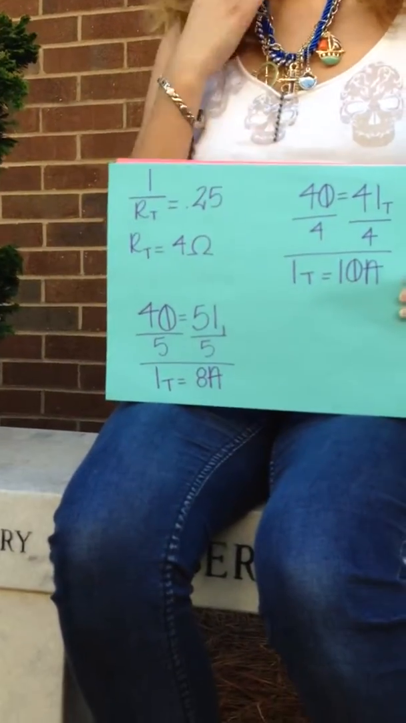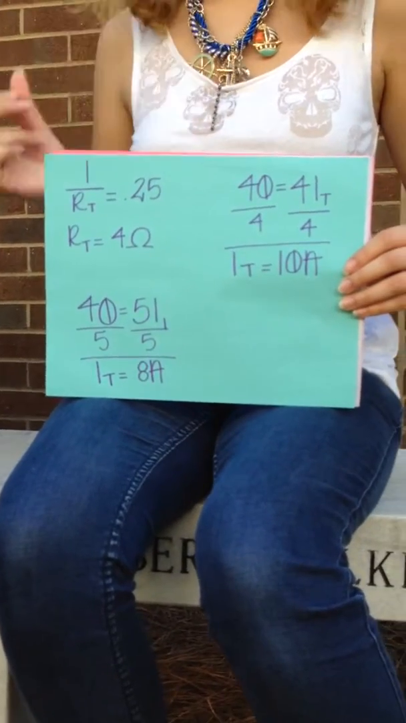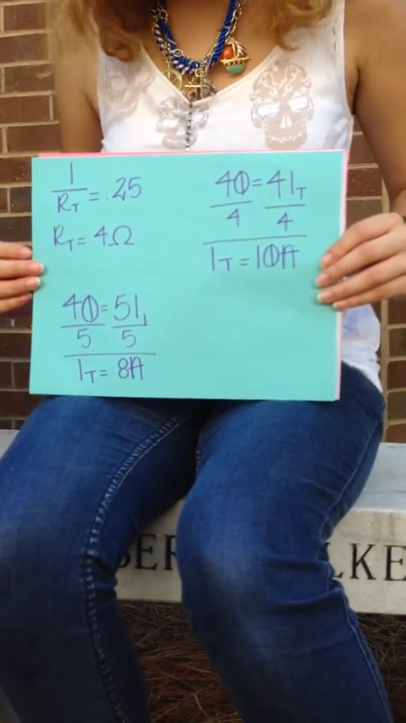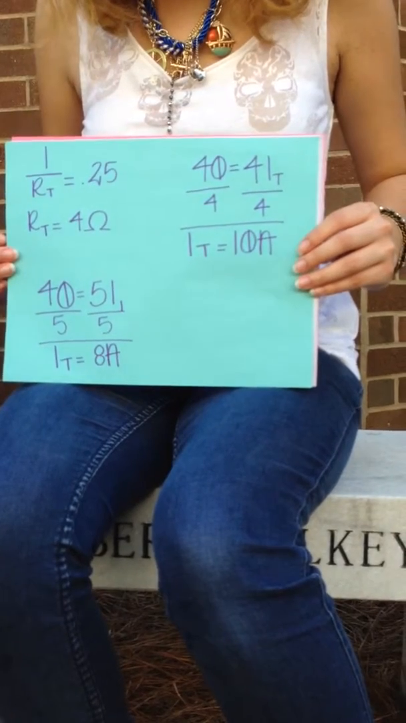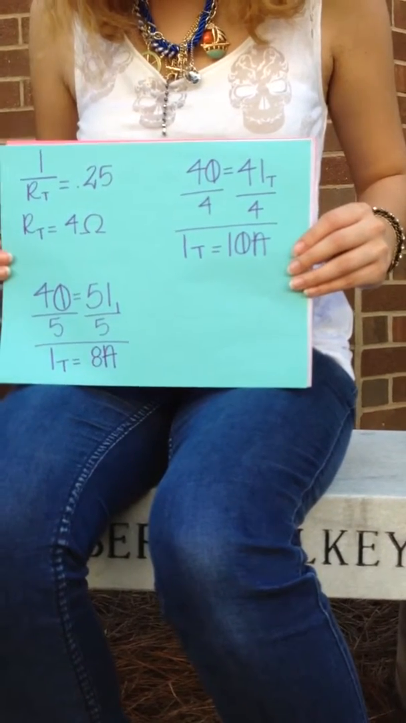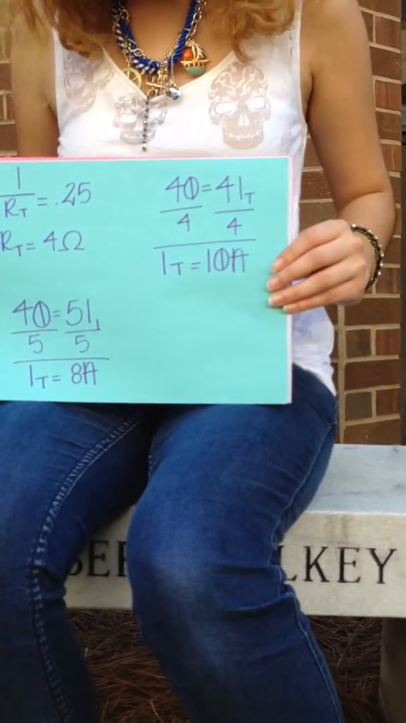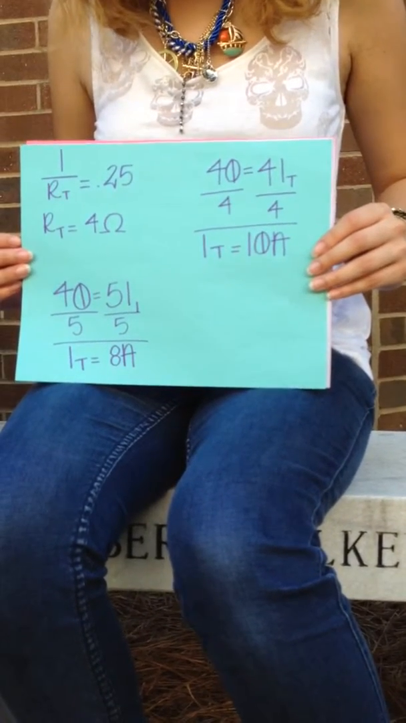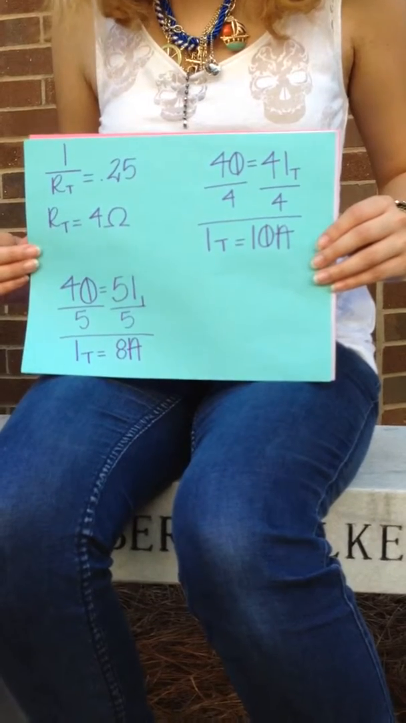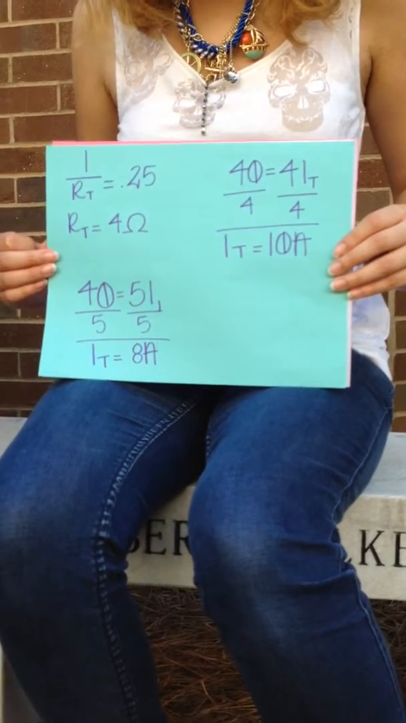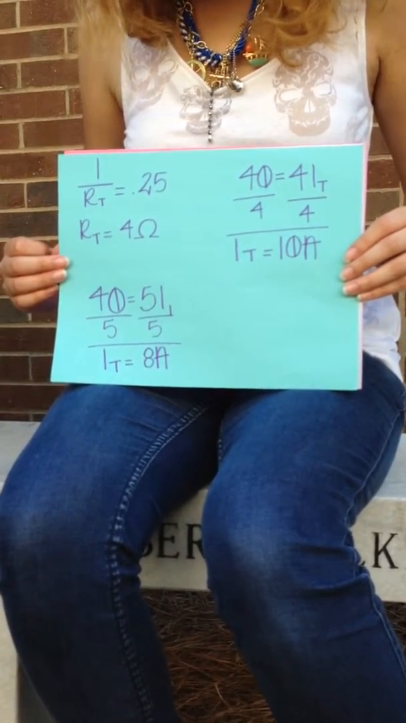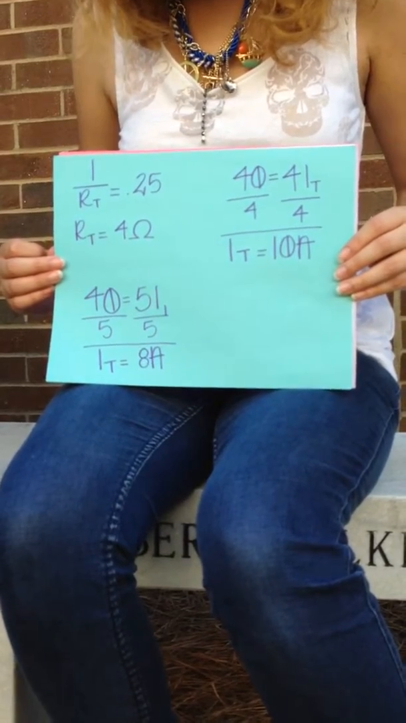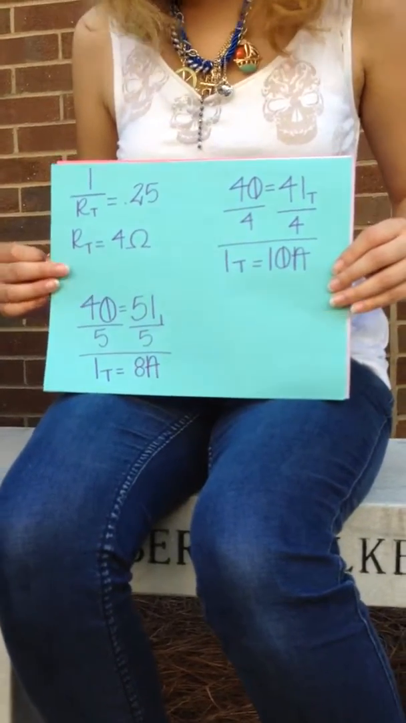After doing so, you add the two resistances and you get 0.25. Then you take the inverse of that and you will get 4. Then to get IT, you will divide the total voltage by the total resistance and get 10 amps. And then lastly, to find I1, since the voltage stays the same throughout, you would divide by 5 and get a current of 8 amps.